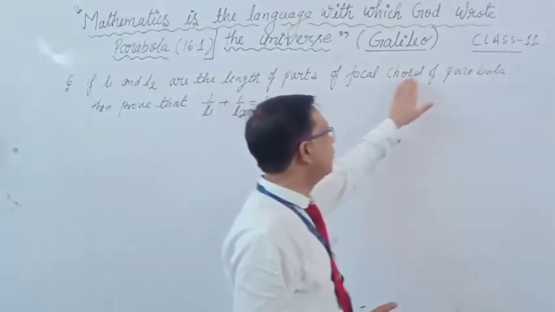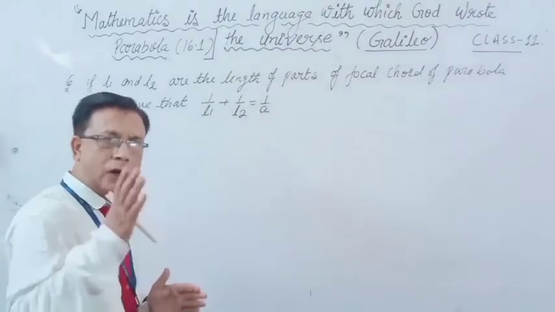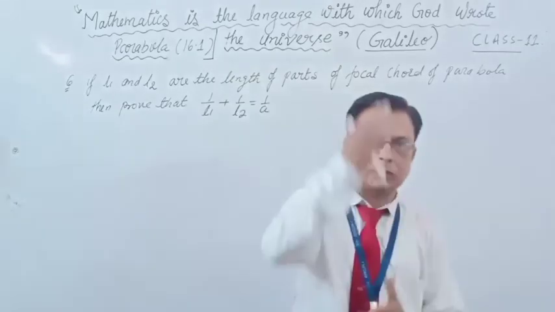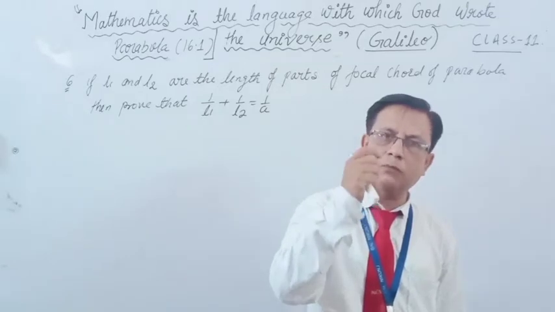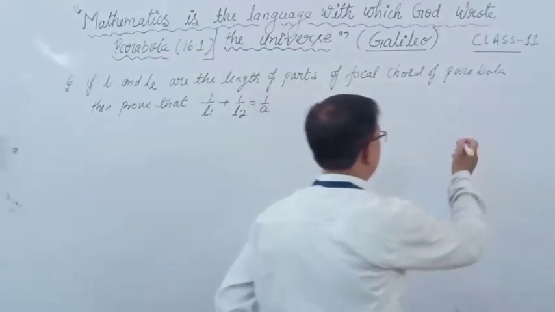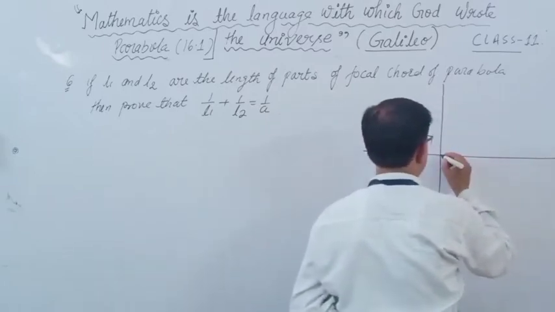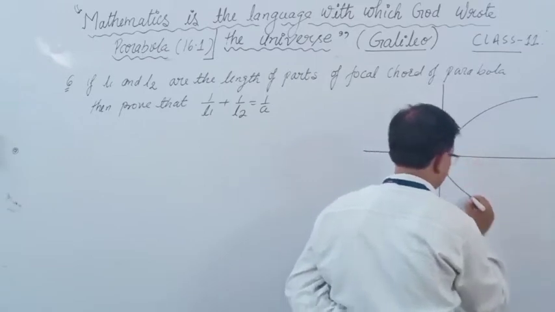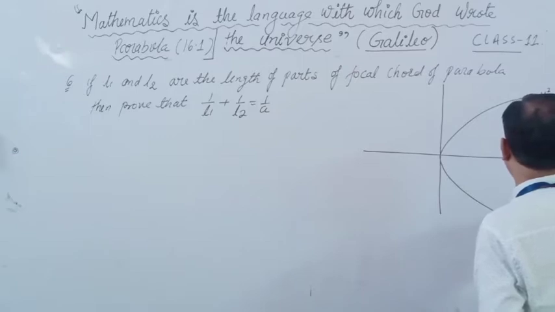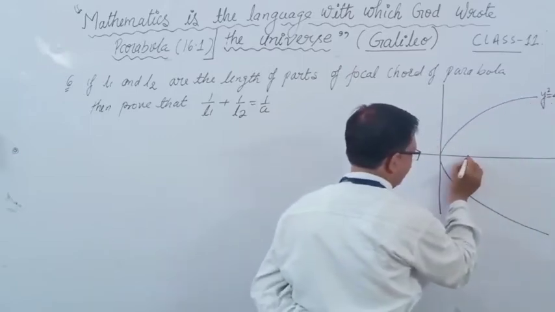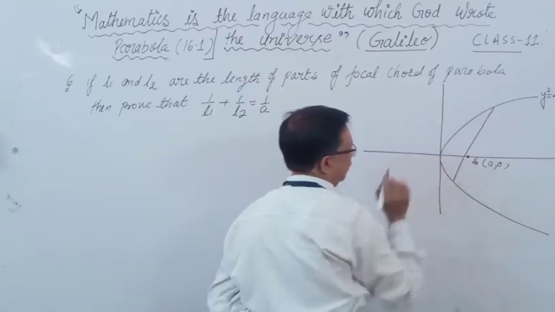The part of the focal chord of the parabola, then we are going to prove this. A focal chord is a chord which passes through the focus. So let us describe this by the figure. This is your parabola y square is equal to 4ax, and S is the focus of the parabola. So this is your focal chord.